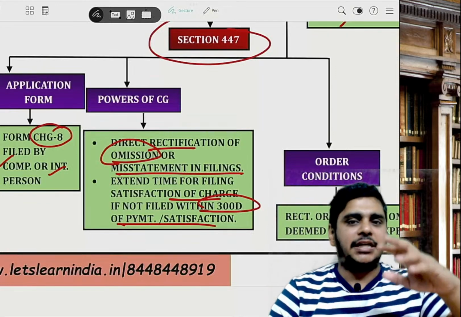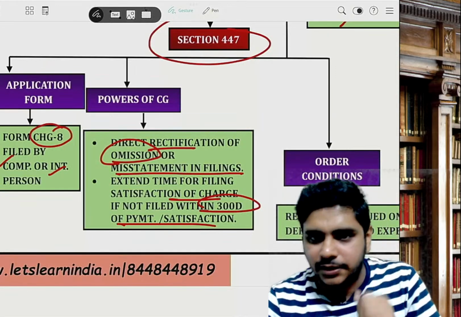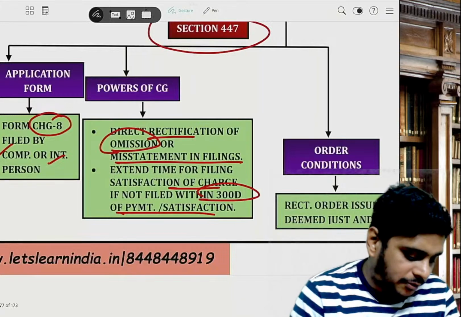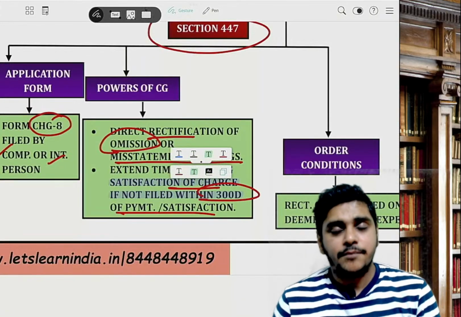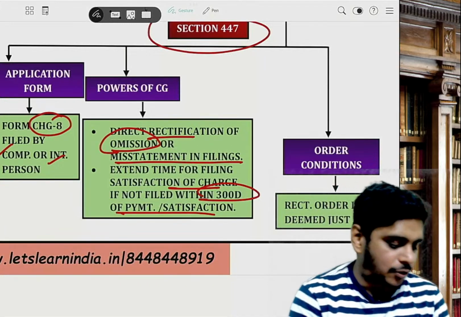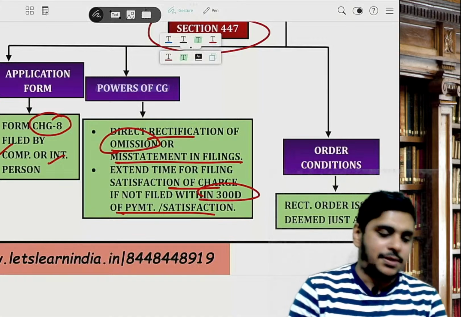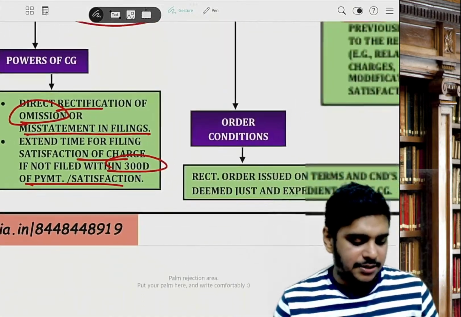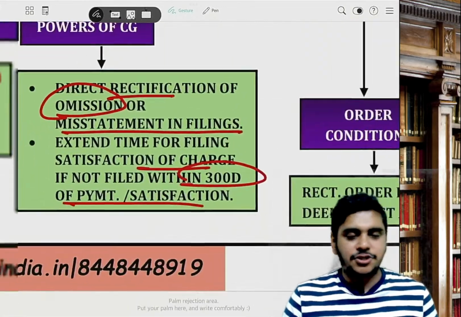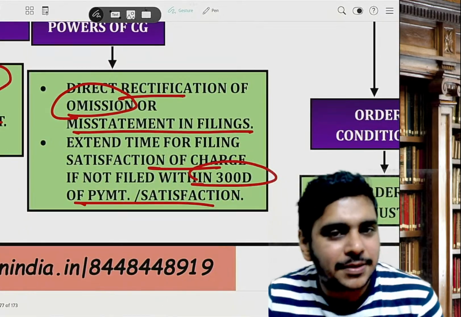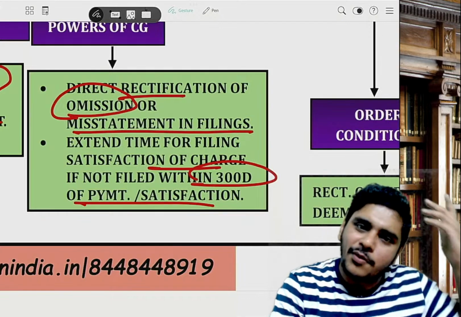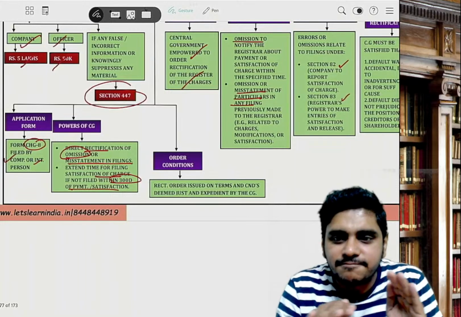Or imagine satisfaction was done, so you need to inform the ROC within 30 days. Extended period 300 days, but your 300 days are also over. You want extension beyond 300 days. If you want to rectify because of omission or misstatement, or if you want extension of satisfaction beyond 300 days, you will apply to the CG in form number CHG 8. And the CG will pass an order for extension or rectification. So if you want extension or rectification, you need to apply to the CG in form number CHG 8. CG will see and they will give approval. Over. Chapter over. Finish.